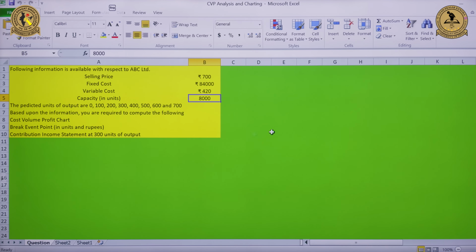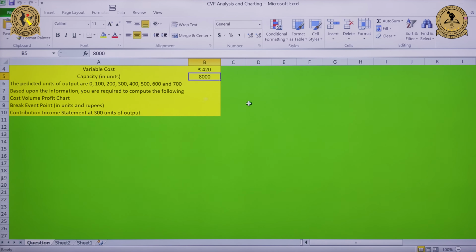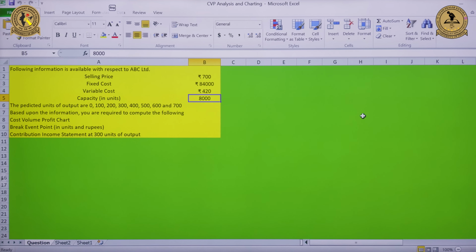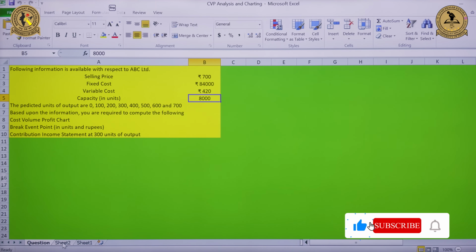So here we begin. Following information is available with respect to ABC Limited. Selling price is 700 rupees, fixed cost 84,000, variable cost rupees 420, capacity in units is 8,000. The predicted units of output are 0, 100, 200, 300, 400, 500, 600 and 700 units. Based upon this information, you are required to compute the CVP chart, break-even point and the contribution income statement at 300 units of output. So, based upon this information, we need to compute all these elements.